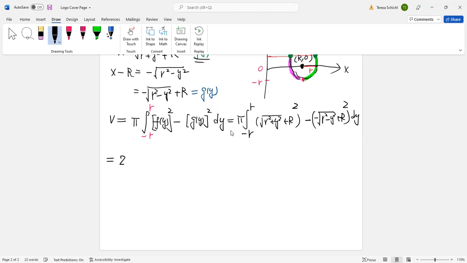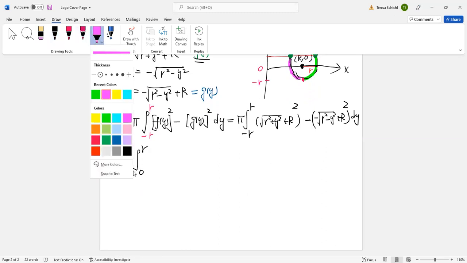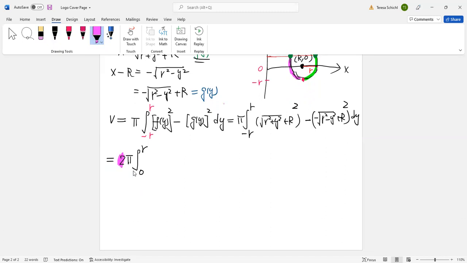I can say it's 2 pi, from 0 to R. I can simplify it because it's an even function, so that's why I have the 2. Instead of from negative R, I will have from 0. That's because of the even function: when I do the integration, I can just multiply by 2. So this will be 2 pi from 0 to R.